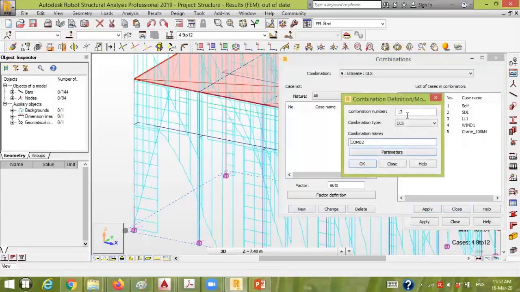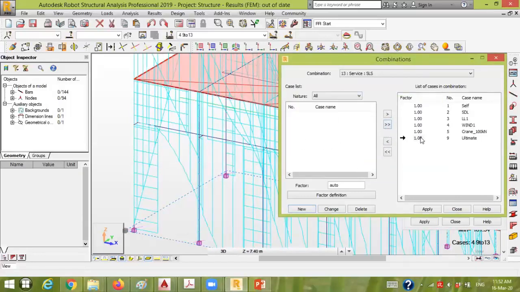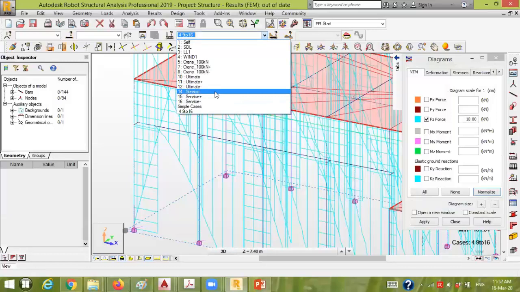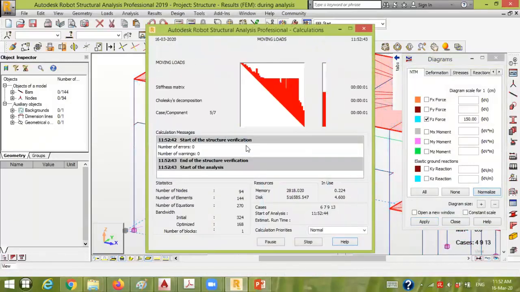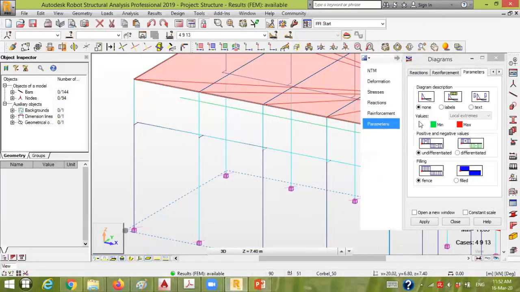And we'll define a new combination, service state, with one for all. Have to add only the load cases, not the load combination. So actually we have here ultimate and service. We have to update the results, the calculations. Oh, the shear force diagram, as usual, will be labeled, differentiated, and filled.